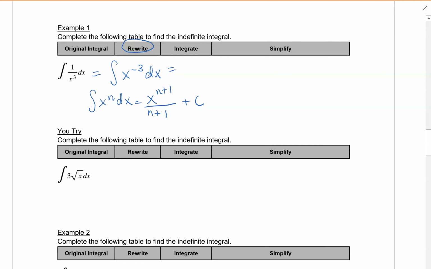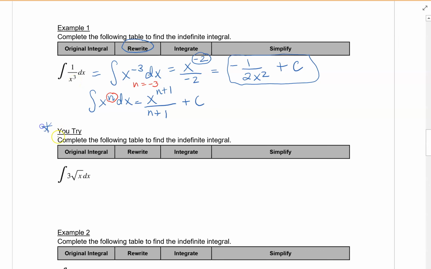So in this case, my n is negative 3. So I'm going to just add 1 to that. So I get negative 2. Divide by that same number. And then simplify here. So this means 1 over x squared, right? So I have negative 1 over 2x squared, and then plus a constant. Because when I take the derivative of this, I would get 1 over x cubed. And then when I take the derivative of c, I would get 0. So this is our antiderivative of 1 over x to the third.